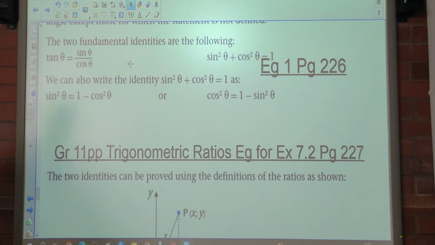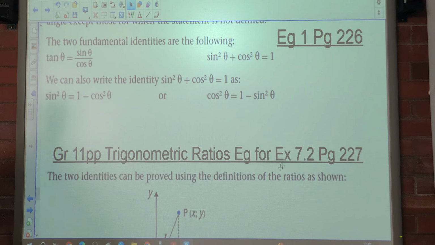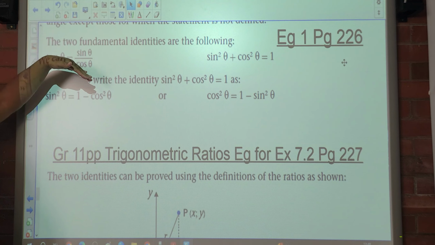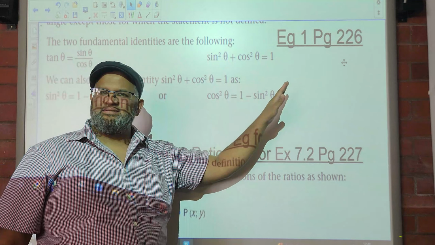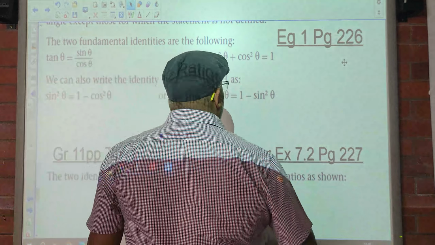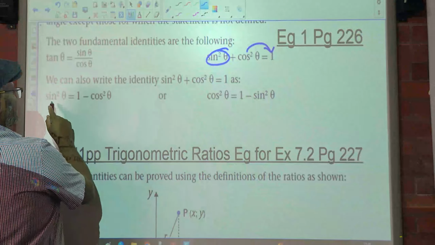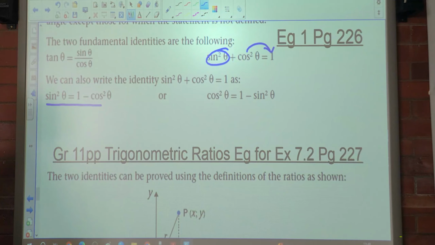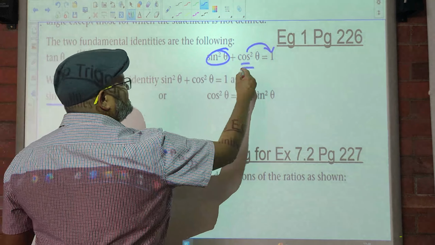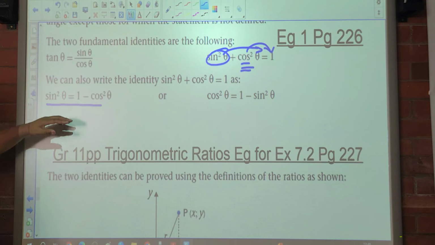Okay. The two fundamental identities are as follows. So you guys have made these notes already. Tan theta can be written as sine over cos, and sine square theta plus cos square theta is 1. Okay. So I can derive another formula from here if I make sine square the subject of the formula. Take that over. So sine square theta equals 1 minus cos square theta. Can you see that? Likewise, cos square theta is equal to 1 minus sine square theta. This is called your fundamental identity and this is called your squared identity.